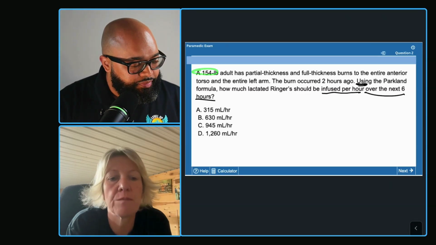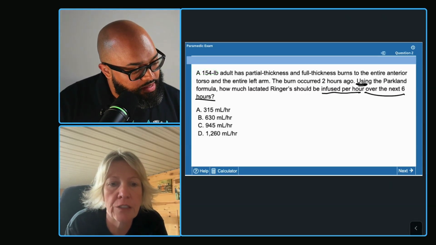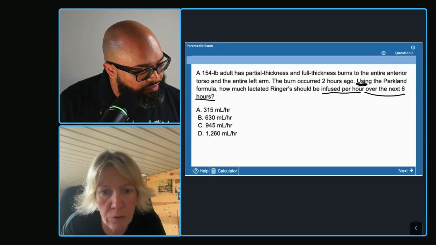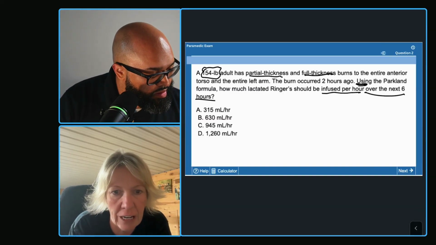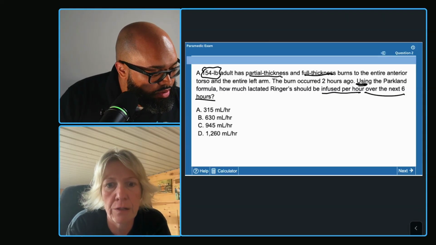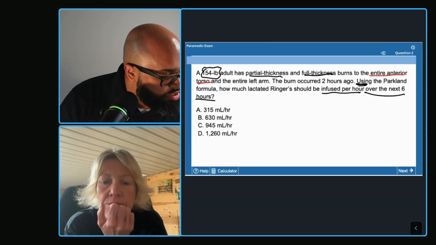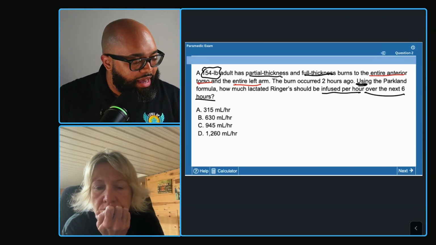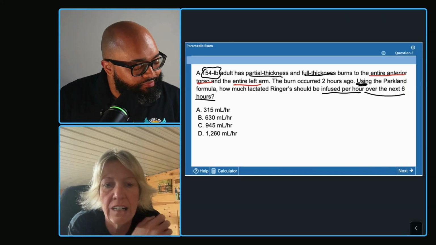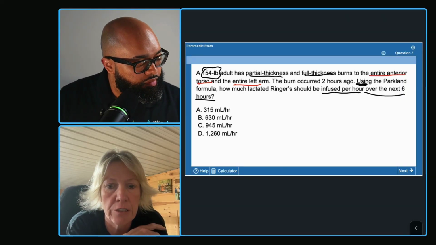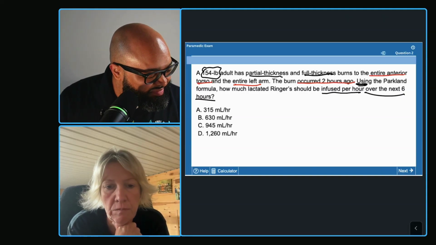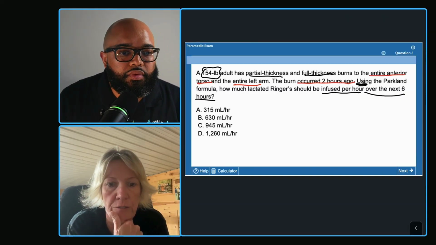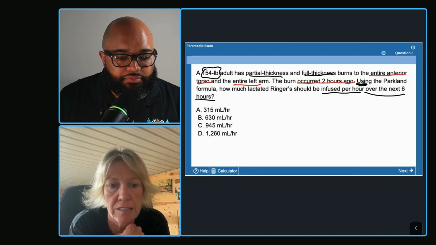Let's start here. Okay. A 154-pound adult has partial thickness and full thickness burns to his entire anterior torso and the entire left arm. Okay, hold on. So burns to the entire anterior torso and entire left arm. Okay. The burn occurred 2 hours ago. Okay, that's probably important. Okay, keep going. Using the formula, how much lactated ringers should be infused per hour over the next 6 hours?